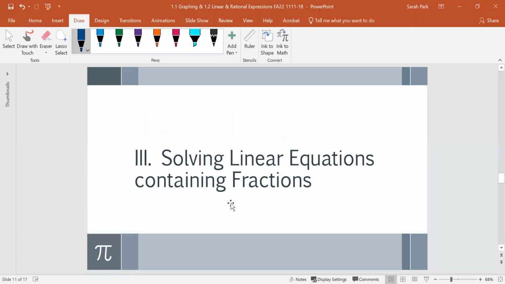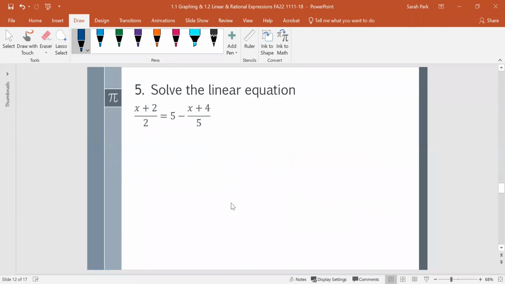Okay, so moving on from solving linear equations with just variables, now we're going to look at linear equations with fractions. So here is the first example, number 5, the first example with a fraction: (x plus 2) over 2 equals 5 minus (x plus 4) over 5. The idea here is whenever you add or subtract fractions, and here we're subtracting fractions, you want common denominators, right? We worked with that in the previous section, P6, with rational expressions.